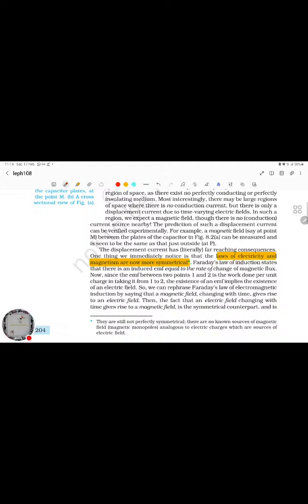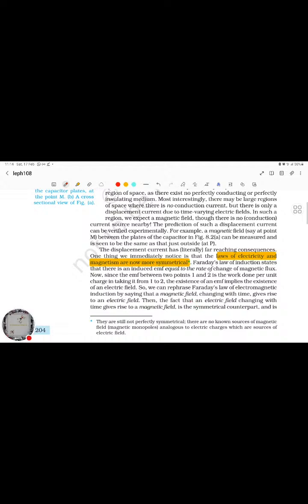Why, let's see. Faraday's law of induction states that there is an induced EMF equal to the rate of change of magnetic flux. Now, since the EMF between 2 points 1 and 2 is the work done per unit charge in taking it from 1 to 2, the existence of an EMF implies the existence of an electric field. So we can rephrase Faraday's law of electromagnetic induction by saying that a magnetic field changing with time gives rise to an electric field.